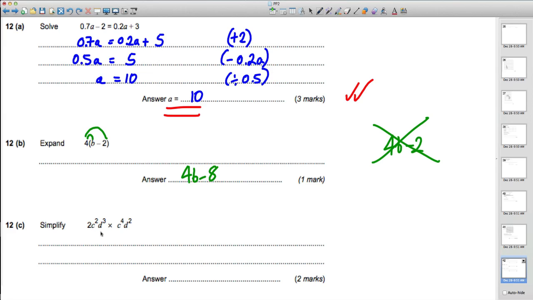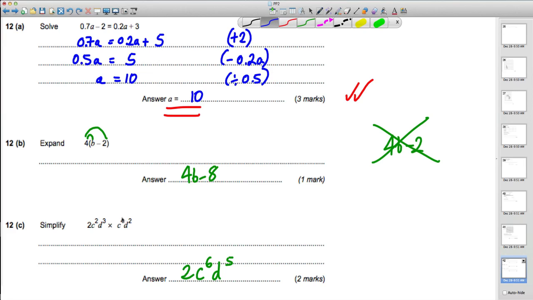Simplify the following. We're multiplying here. I'll just tell you the answer straight away and then I'll show you two ways of remembering it. Just do the numbers. There's a 2 here and there's a hidden 1 here, and 2 times 1 is 2. c squared times c to the 4 is c to the 6. And d cubed times d to the 2 is d to the 5. That is your answer, because you are using the law that when multiplying indices, you add the powers.